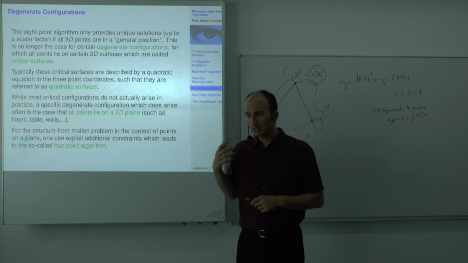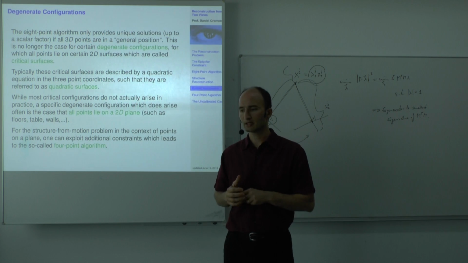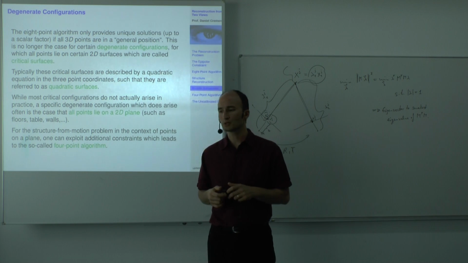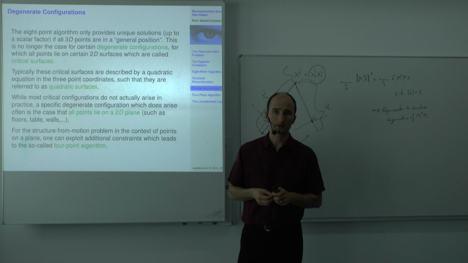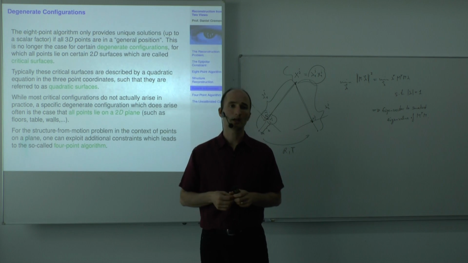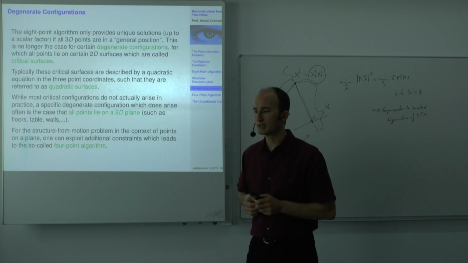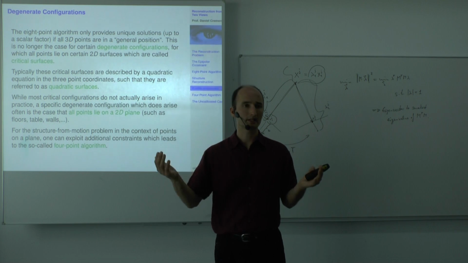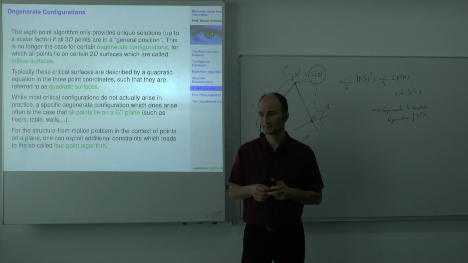So we saw the 8-point algorithm allows us to estimate camera parameters with linear algebra techniques. We can also estimate the structure with linear algebra techniques. One of the things we saw is that in the 8-point algorithm, 8 points are typically enough, except if these points are in a degenerate configuration. I mentioned there are a number of degenerate configurations. These configurations are typically 2D surfaces in R3, and these surfaces are called critical surfaces.